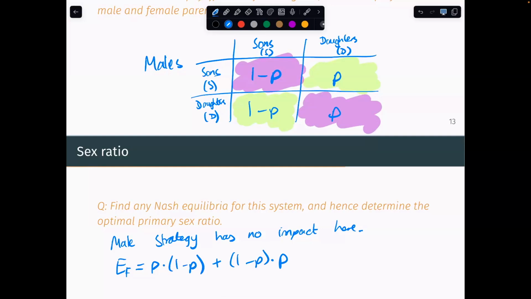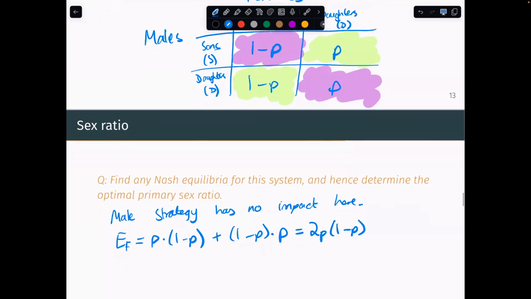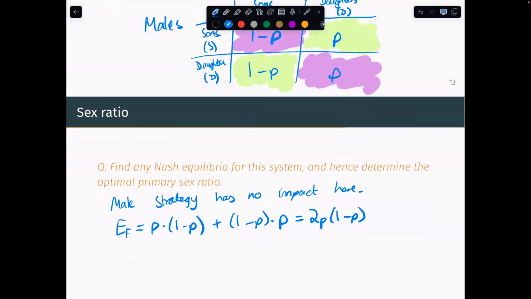Okay, this one's a little bit confusing. So this simplifies down to 2P times by 1 minus P. All this is really saying here is the payoff for females producing sons is 1 minus P. And they're producing sons in a proportion P. So we're assuming that those males are at a frequency of P in the population. Likewise, their payoff of producing daughters is going to be P.